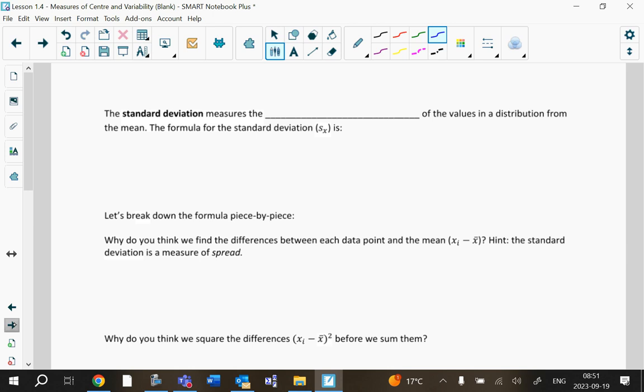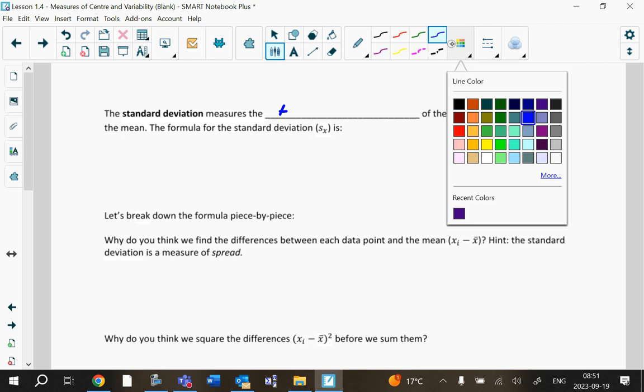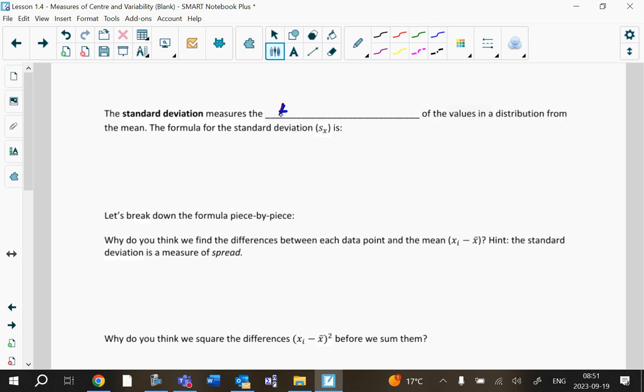And this measures, these are 2 really important words: the typical distance of the values in a distribution from the mean. So the standard deviation goes with the mean. In order to calculate the standard deviation, you need to know the mean.